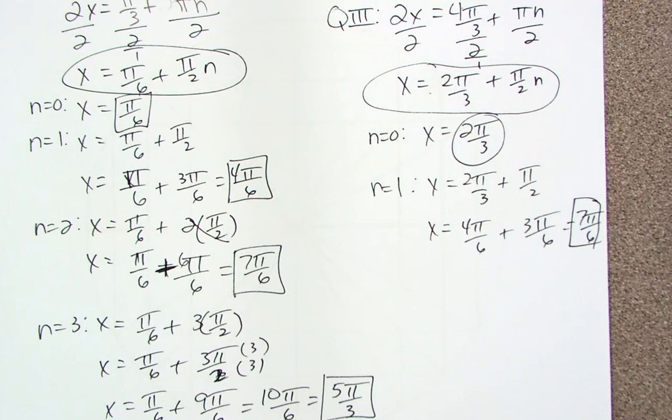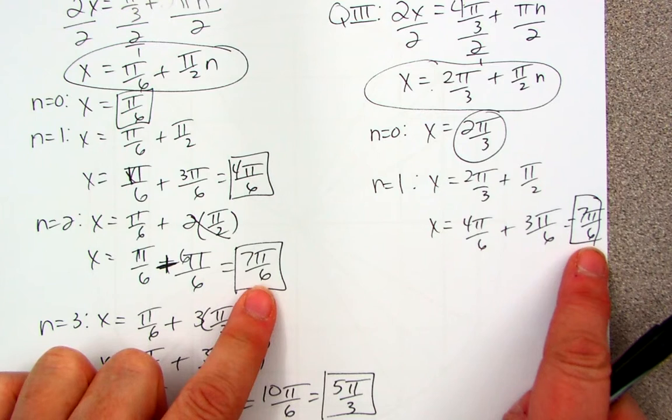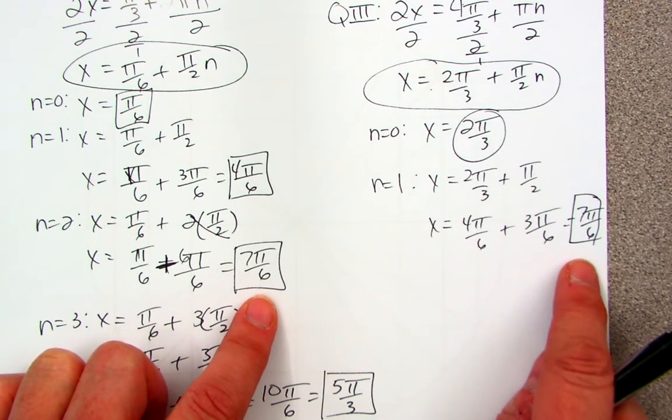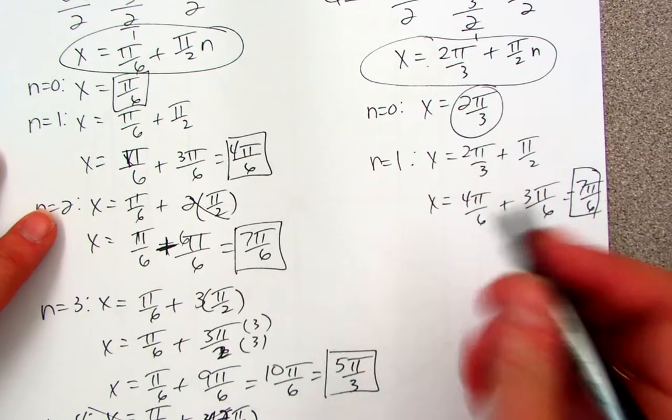7 pi over 6. Is that still within one rotation? Yes. Oh, I've got a repetition though. Got a repetition. That's probably because it's tangent. It repeats itself every pi. I'm going to check. I'm going to do one more, make sure.